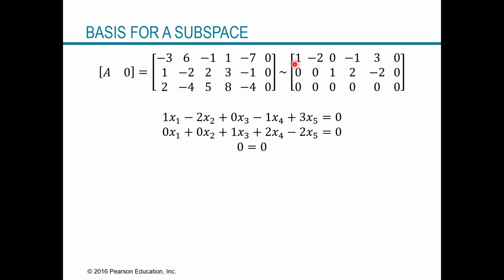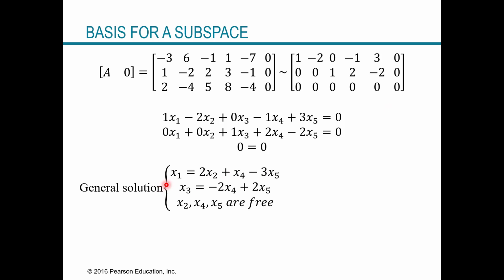So notice we have a pivot in column 1, which means x1 is basic. We have a pivot in column 3, so x3 is basic. But then x2, there's no pivot. x4 and x5, there's no pivot. So those are the free variables.